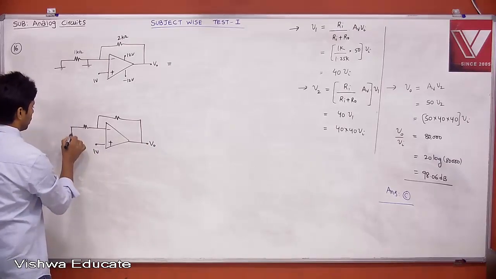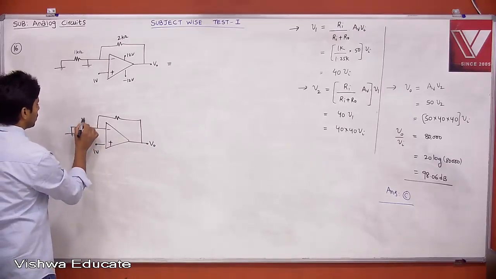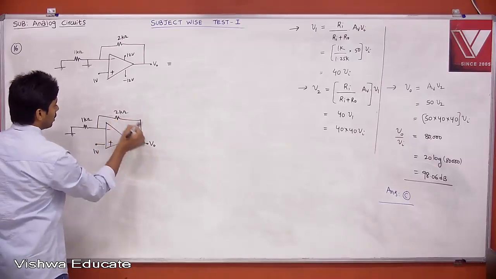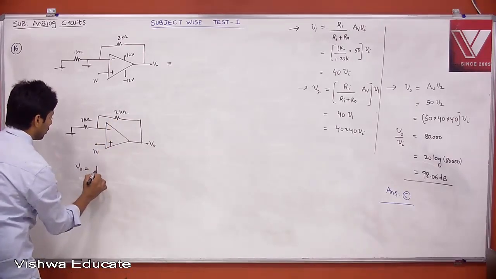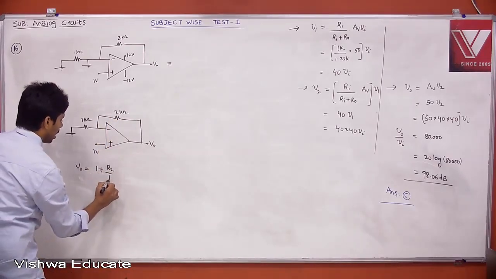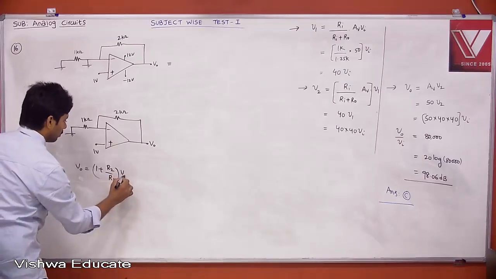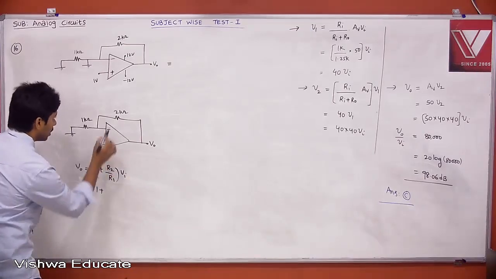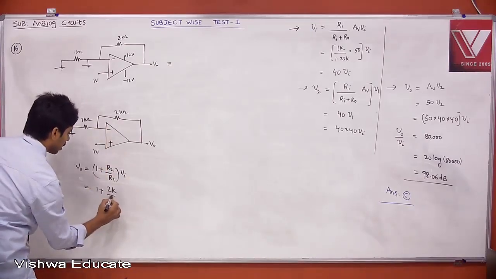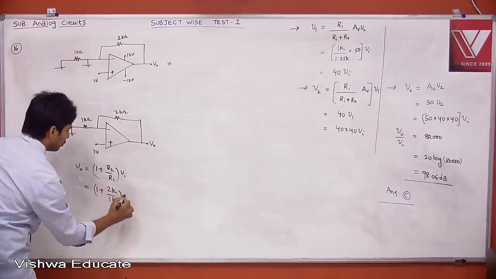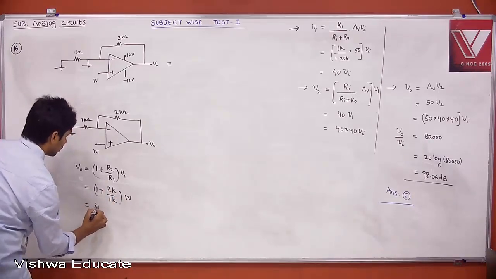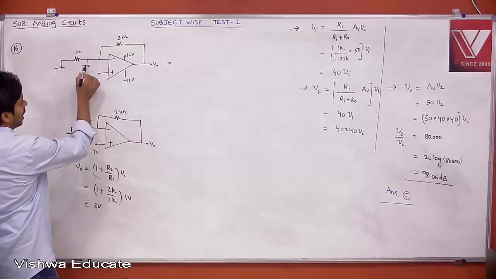then I agree. Without any ground, this is 1 kilo ohm, 2 kilo ohm. Then in this case, what is your V0? V0 is equal to 1 plus R2 by R1 into Vi, therefore 1 plus 2K by 1K into 1 volt, you will get 3 volt. But remember, it has ground.